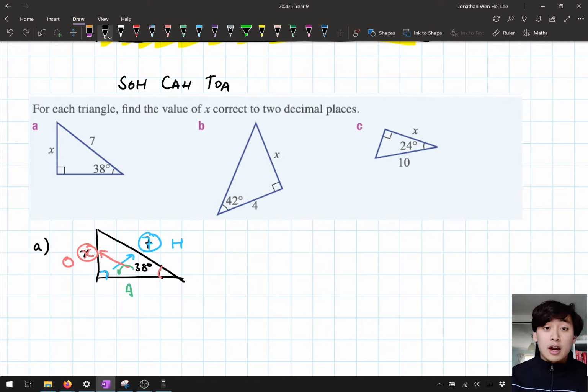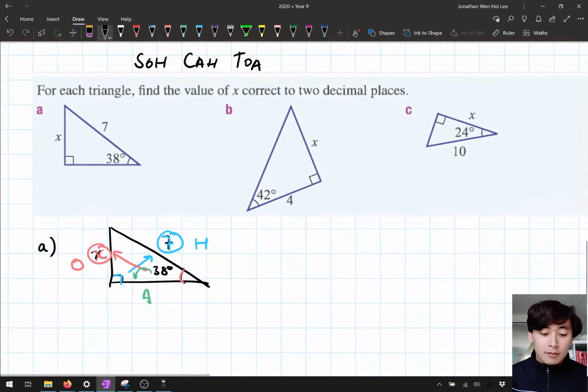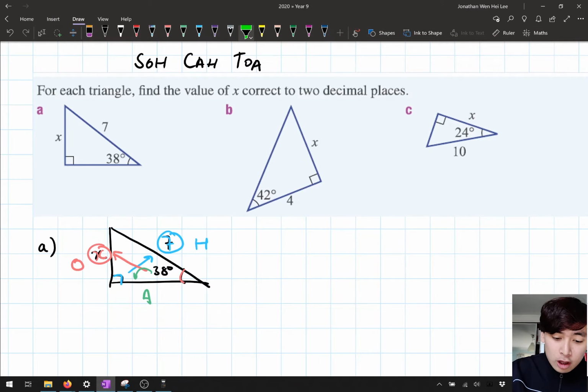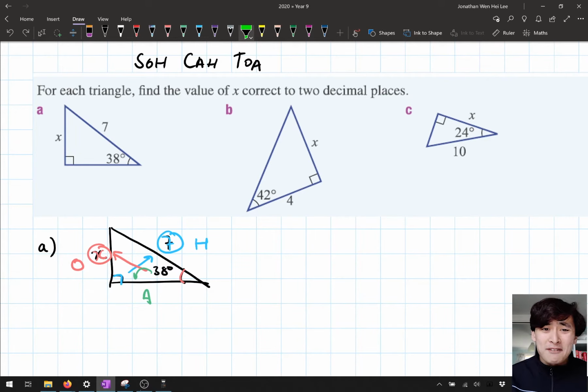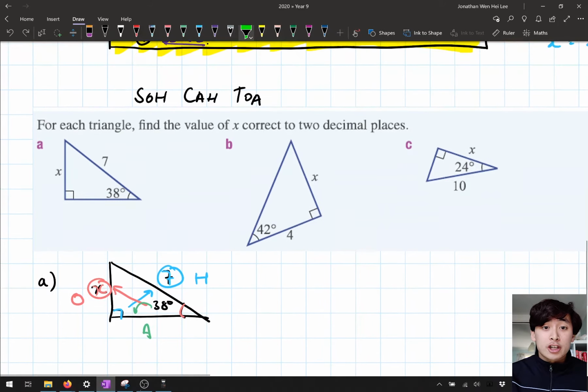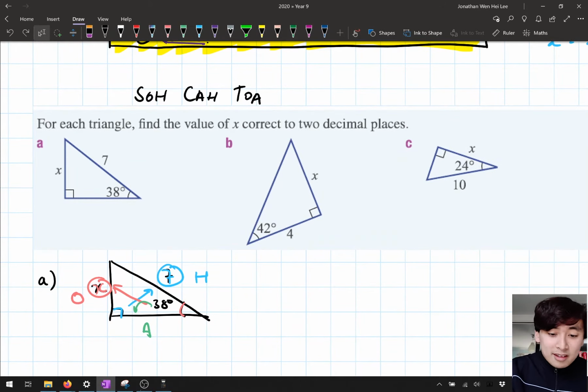SOHCAHTOA. Sine is opposite over hypotenuse, cos is adjacent over hypotenuse, and tan is opposite over adjacent. So here, I'm going to have a look. Okay, what 2 sides do I have? The sides that I'm given are my opposite side, X, and my hypotenuse, 7. Unfortunately, I don't have any value for the adjacent side, so I don't have any important information to do with that. So here, it's going to be O and H. Which trig ratio uses O and H? Well, my sine does. So I'm going to be using sine for this one.